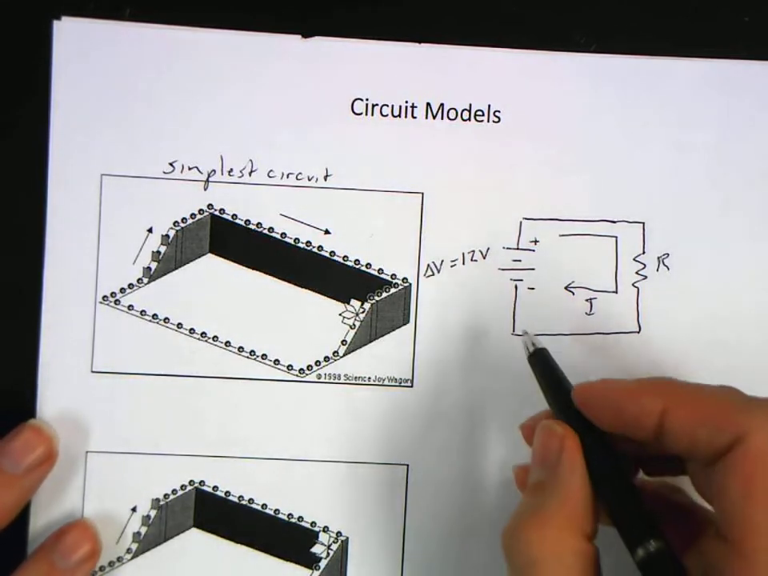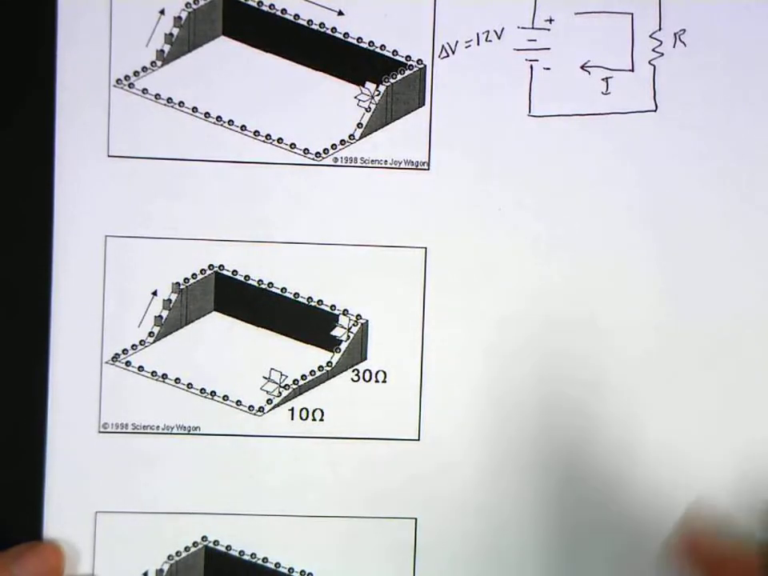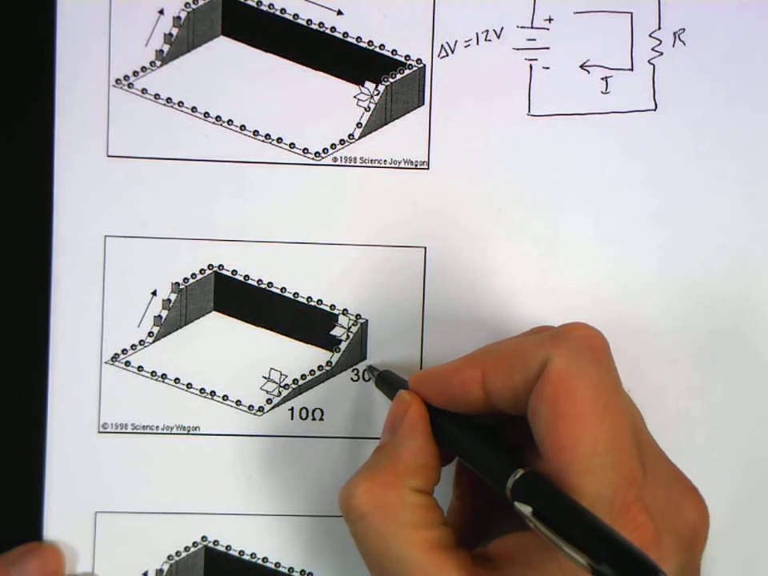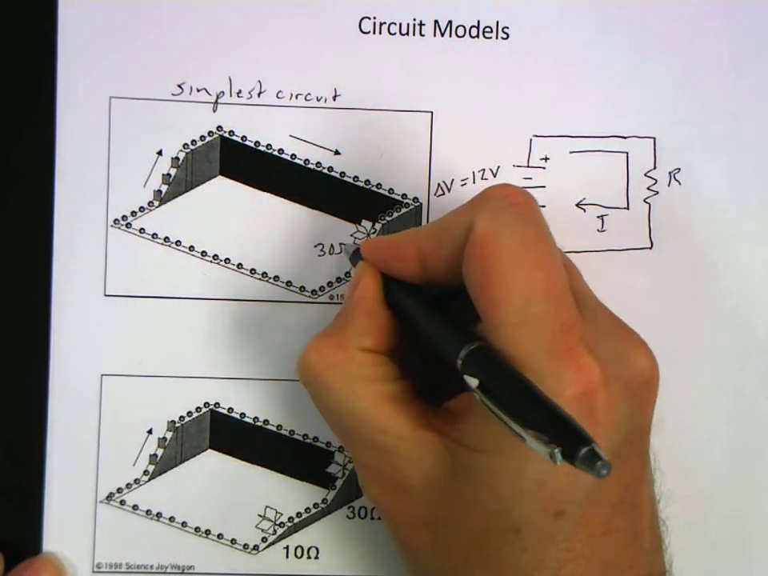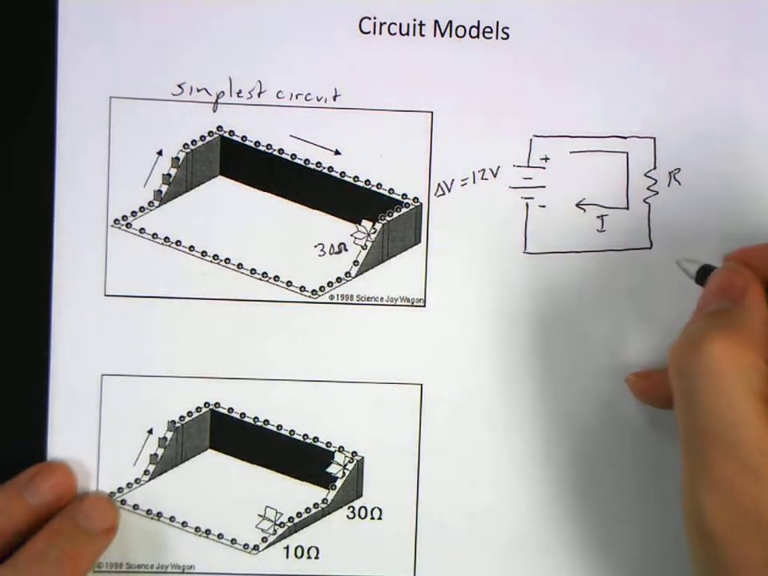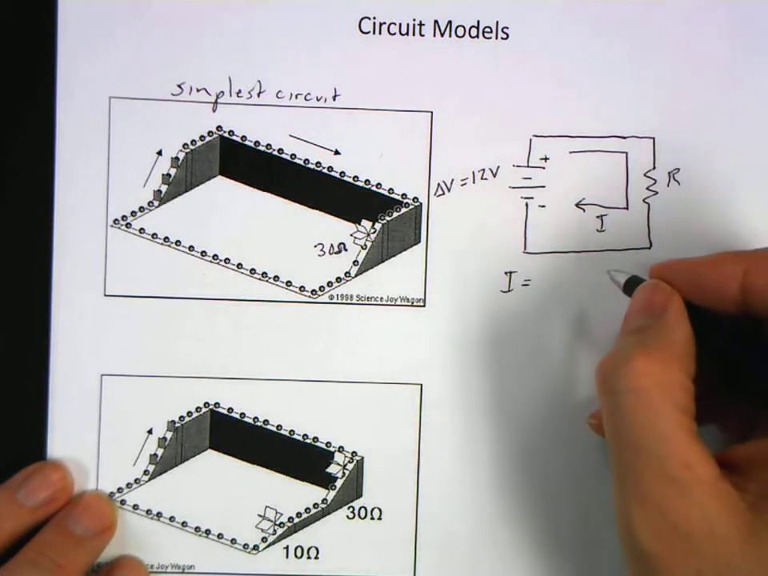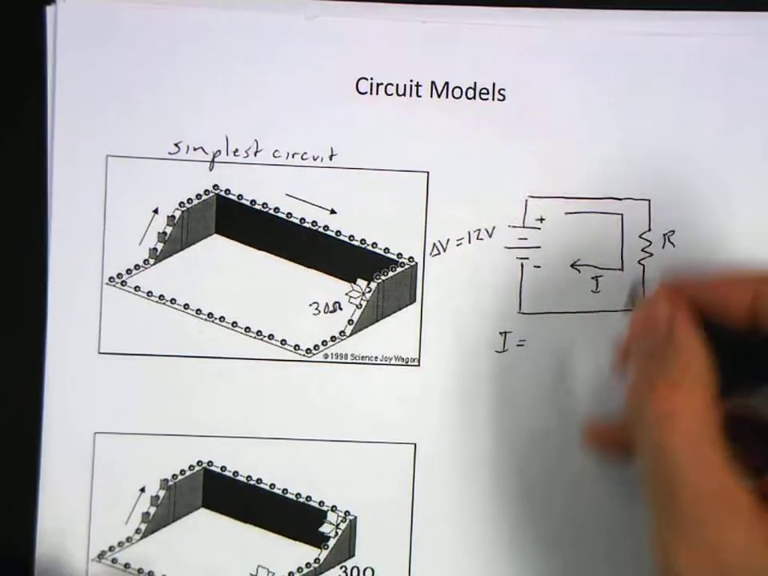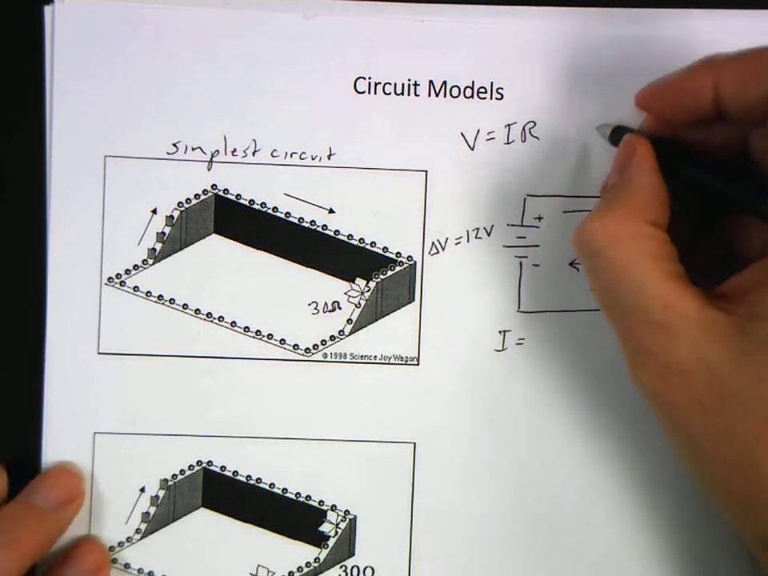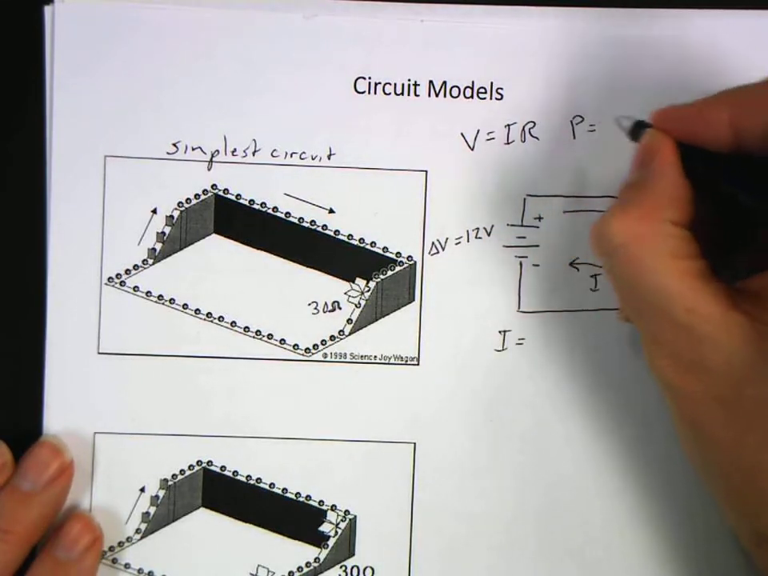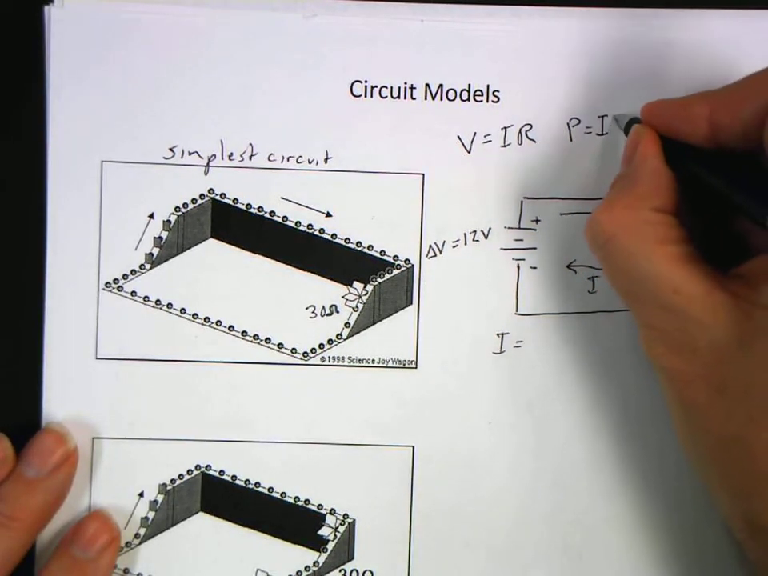Now, if we have 12 volts here, and just because that one kind of looks like the resistor that we have here, let's say that that's our 30 ohm resistor. Then the current from Ohm's law. Now we only have a couple of laws here. One of them is Ohm's law, V equals IR, and a second one which is a statement for power, how much energy is used up. Power is current times voltage.